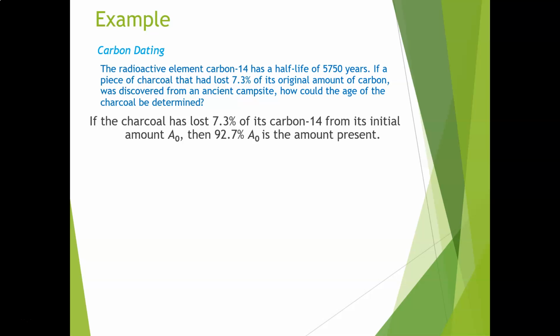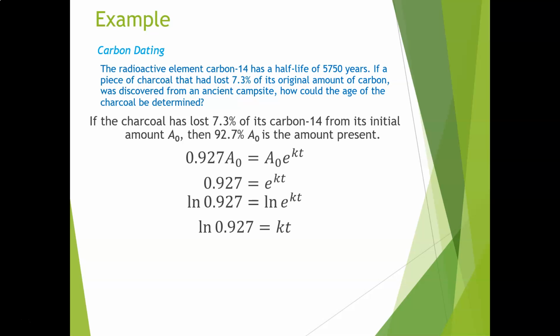If 7.3% of something has decayed, how much remains? 100% minus 7.3%, 92.7%, but we've got to express that as a number, so 0.927. We go ahead and we do that. 0.927 A naught equals A naught e to the kt.